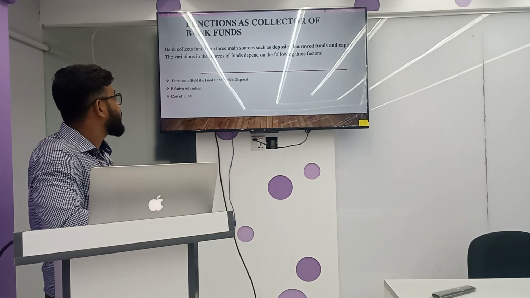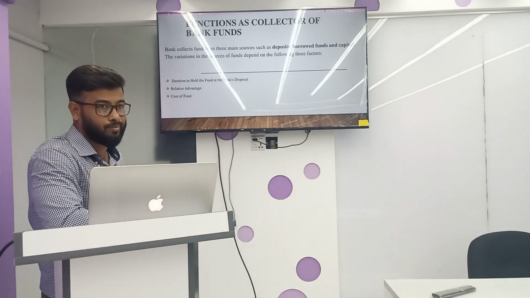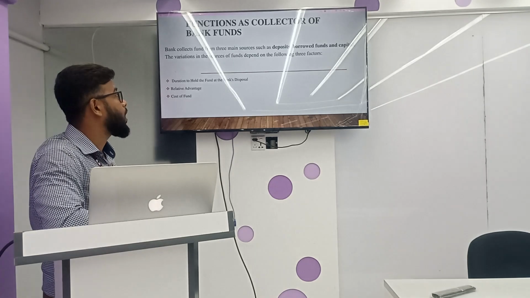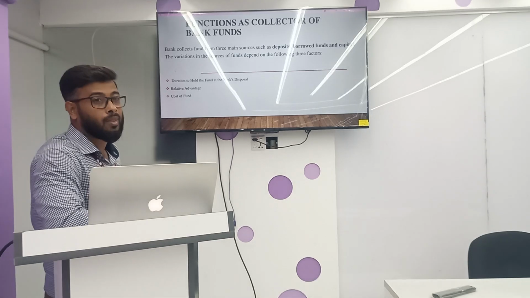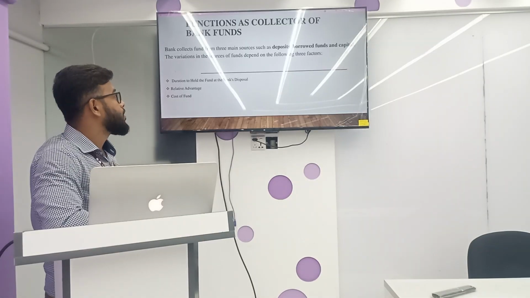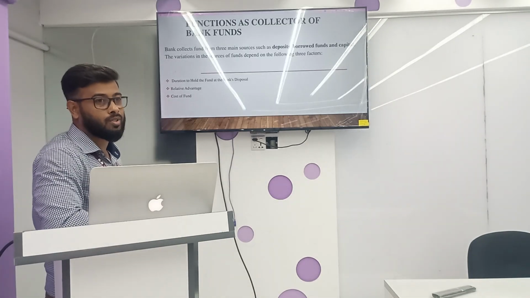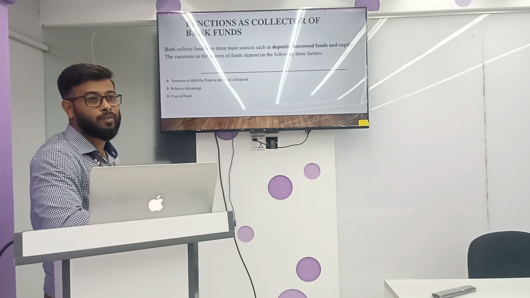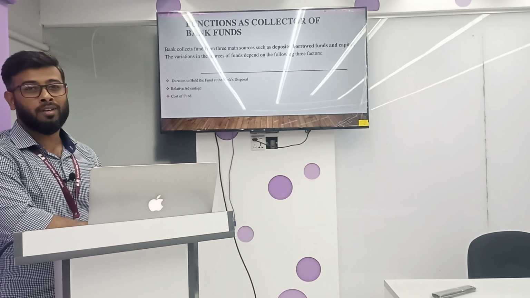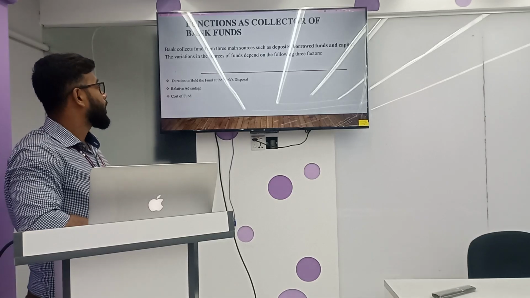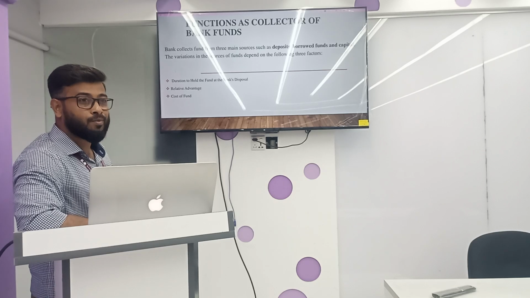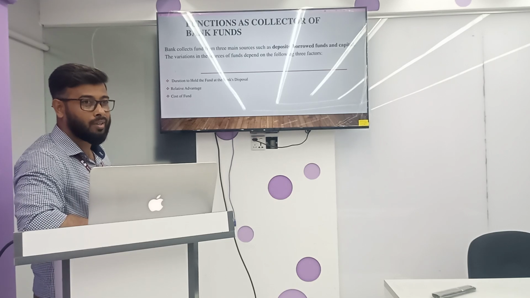Banks collect funds from three main sources. What are they? Deposits, borrowed funds, capital. Do you know about those terms? Do you have any idea about this? Guys, are you sleeping? Okay. So a bank mainly collects its funds from deposits, right?